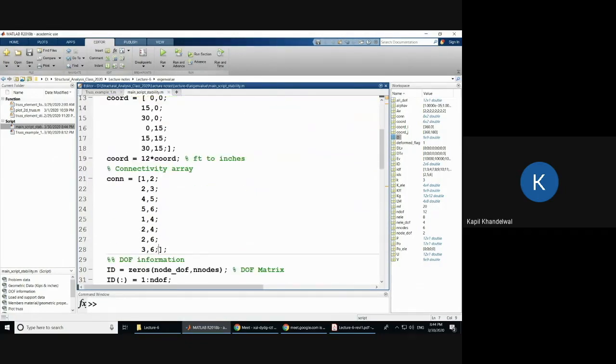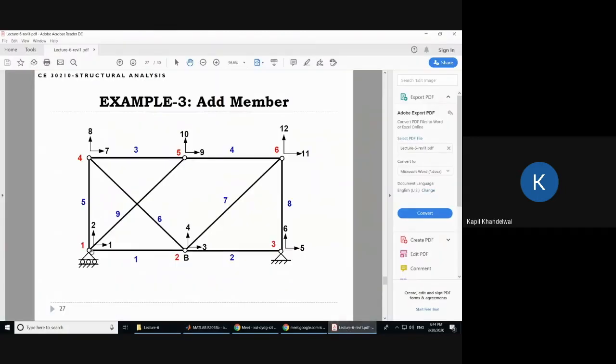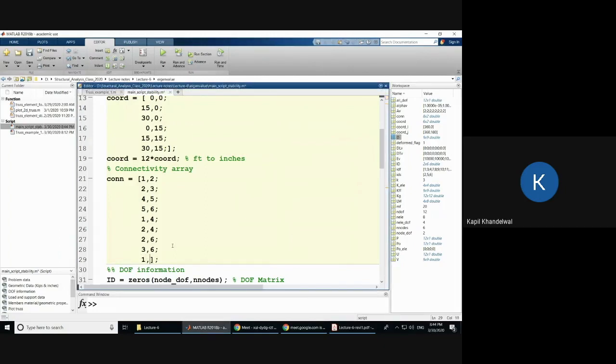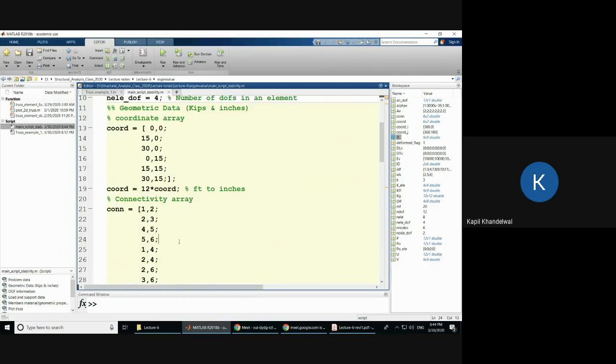And then I increased one more connectivity. I have to tell the connectivity of the new element. I'm saying this element is between 1 and 5, so I'm just going to put 1 and 5. So the last element is between 1 and 5. So this is our new element, and this is done. So we are done.